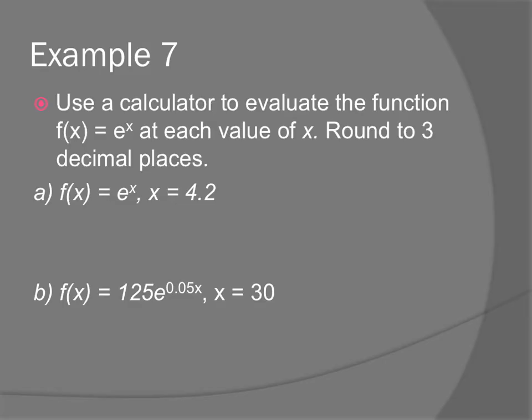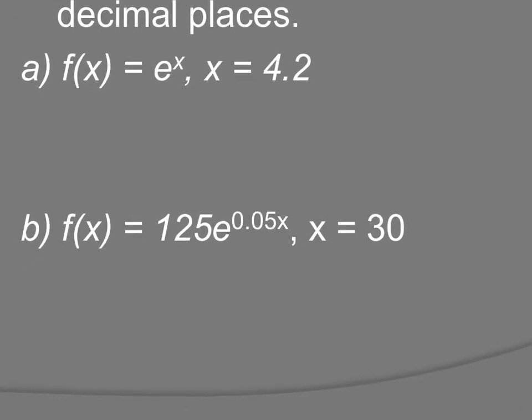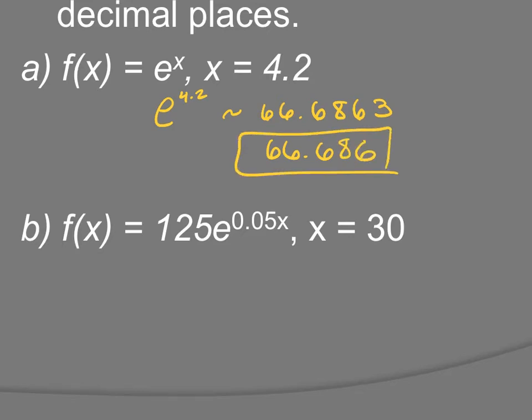All right, so example 7 says use a calculator to evaluate the function f of x equals e to the x at each value of x, rounding to three decimal places. So these are the ones you're going to need a calculator for. Pay attention to the directions in the homework, because if it says to round, you're using a calculator. So e to the x, given x is 4.2, would be e to the 4.2, which is 66.6863, and that rounds to 66.686. So it says again, round it to 3 decimal places.